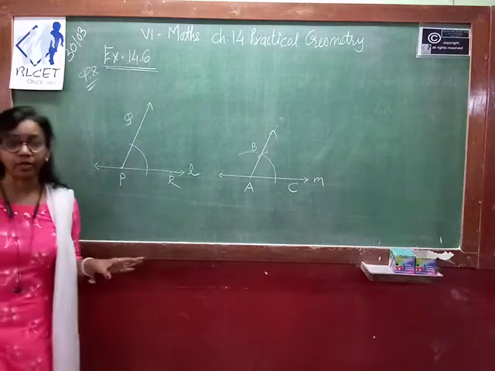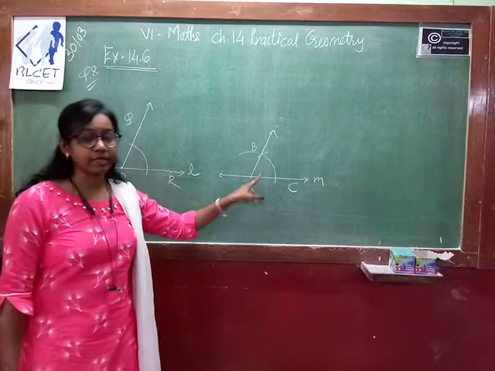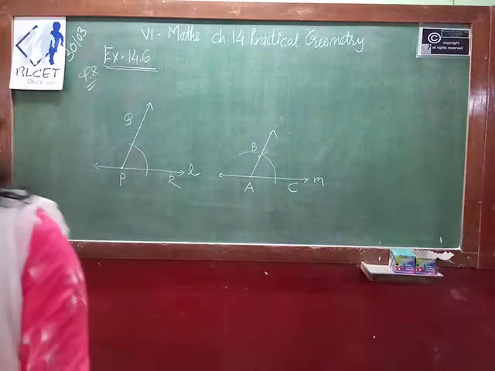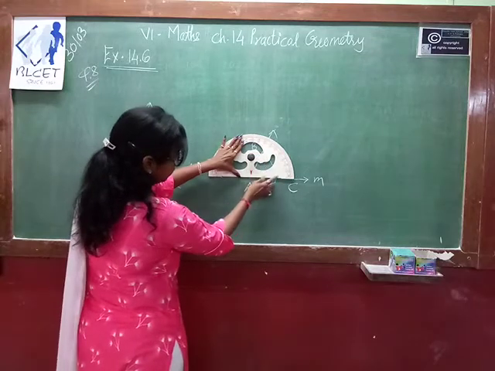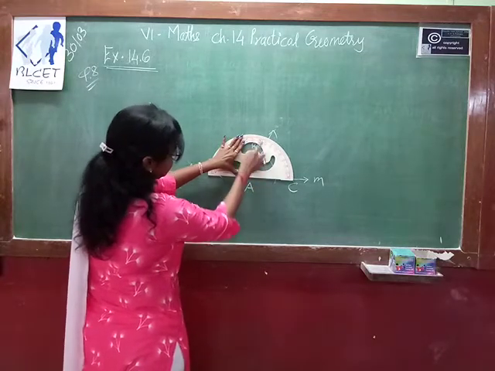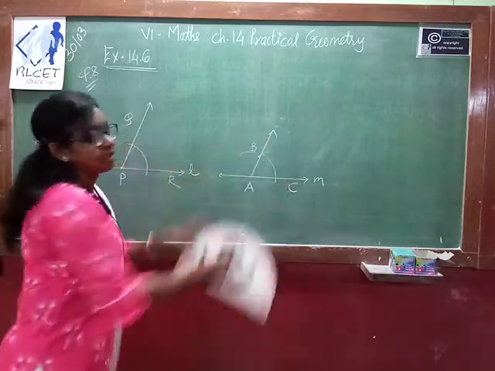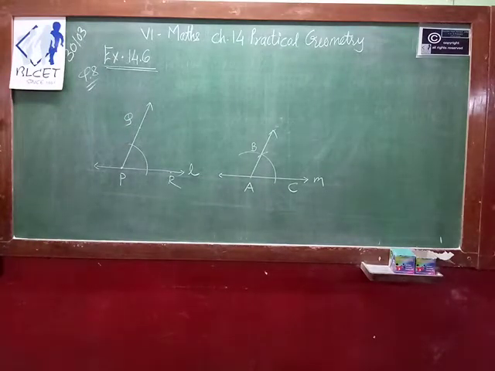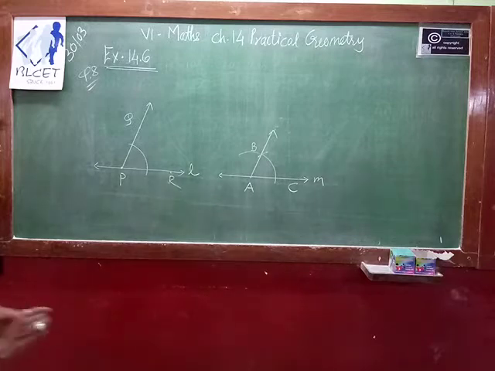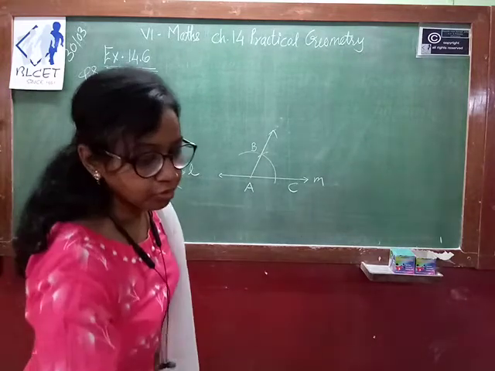If you want to check your answer, measure this angle with the help of a protractor. Let's see whether it's the same or not. You can see 70 degree. So this way we can copy the given angle. So this is all about your question number 8. Now move on to the next question.